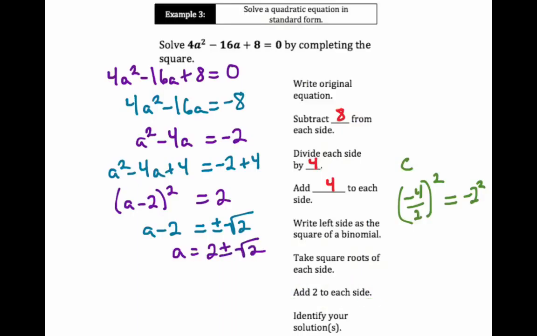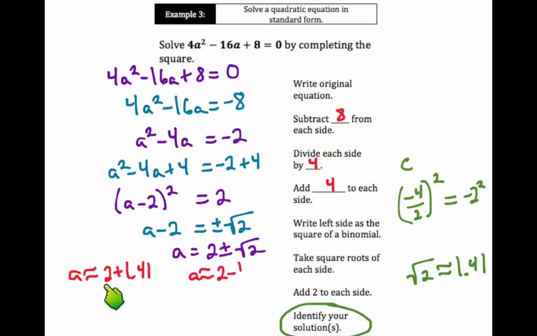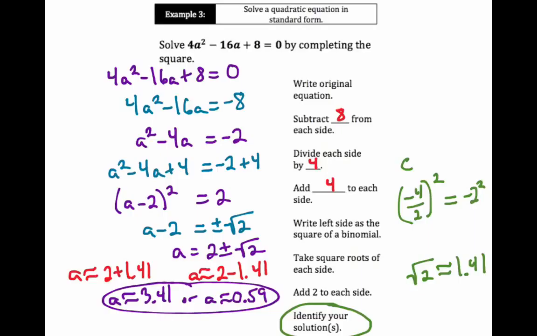And identify my solutions. Well, grab out your calculator. What is root 2? That is about 1.41. So I've got 2 different solutions. A is about 2 plus 1.41, and A is about 2 minus 1.41. That means that A is about 3.41 or about 0.59. There are my solutions.